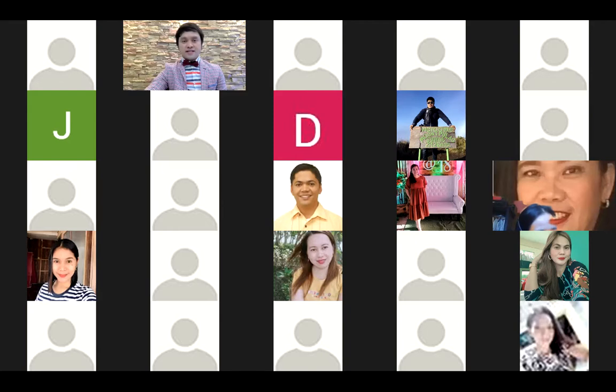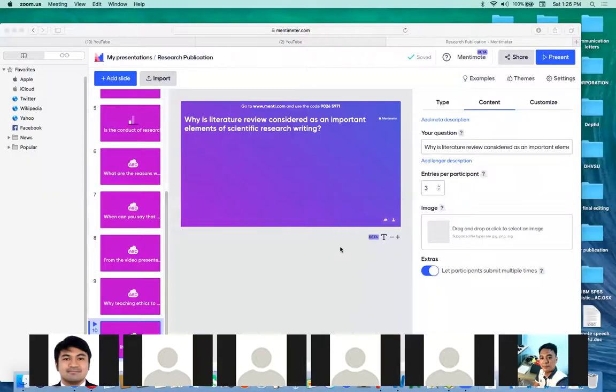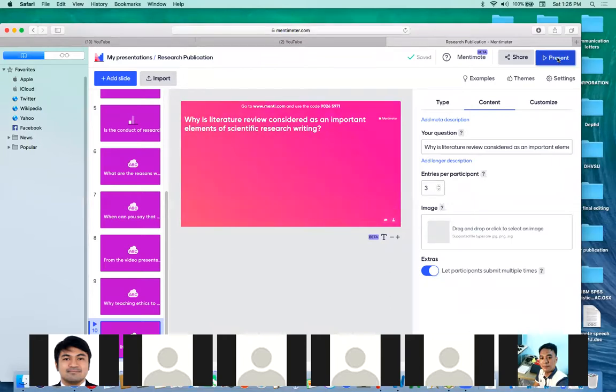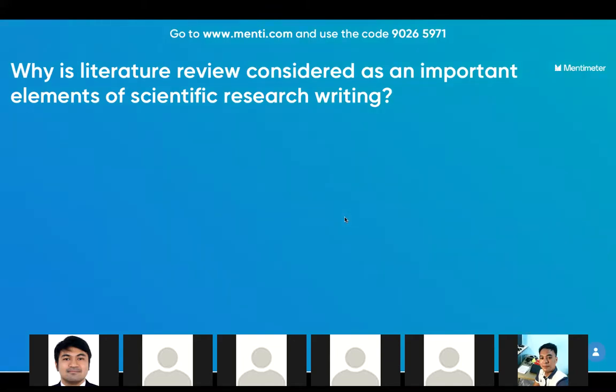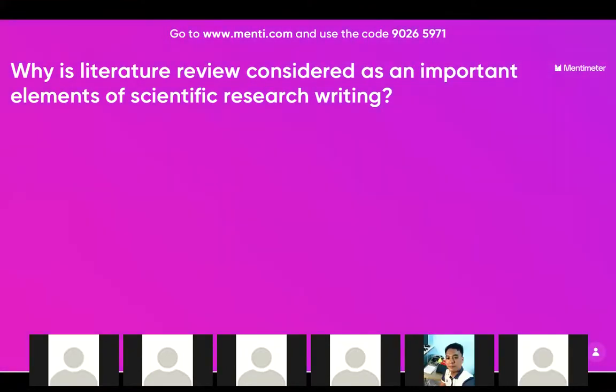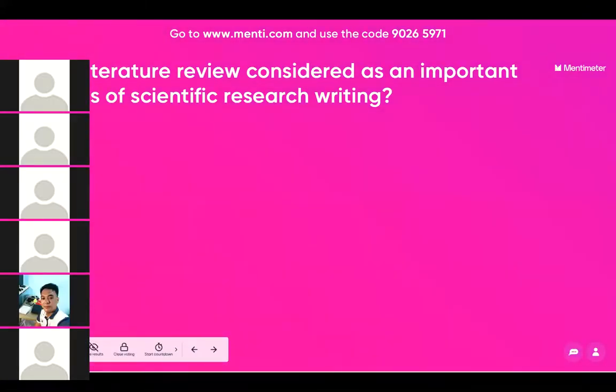Going back to the main agenda, may question about Menti. Tama na yung aking pagkaka-type. So my question is, you go to www.menti.com and the code is 90265971. My question is, why is literature review considered as an important element or elements of scientific research writing? So you may answer two or more word or words. Pwedeng mas marami, mas maganda.